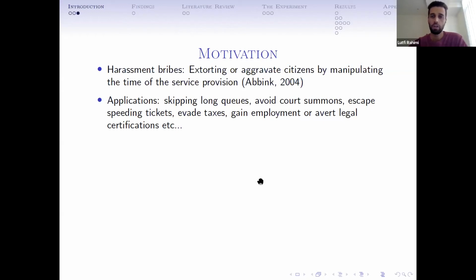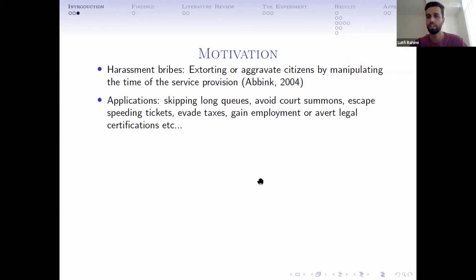So harassment bribery does exist within the structure of administrations, and it can be used in several other instances, like avoiding court summons, escaping speeding tickets, for example, or evading taxes, or averting legal certifications. You know, one of the most common ones is the council extension permissions for houses.